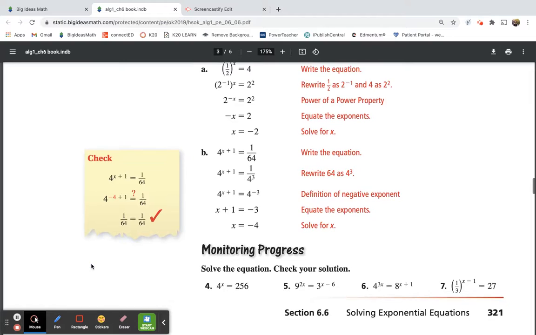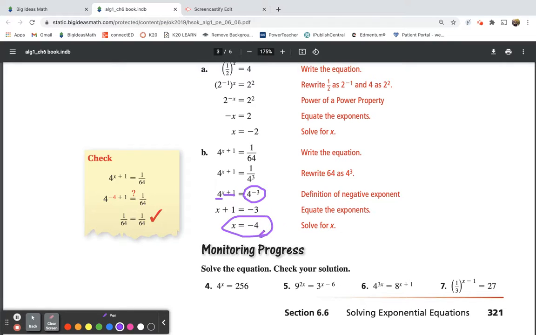Scroll up some. So what we can do is first look at 64. Okay, we try to see, okay, is there anything I can change it to in relation to 4, maybe 2 if it doesn't work, but we can change it to 4. 64 is the same thing as 4 to the third power, so I can have 1 over 4 to the third power, and we now know since that's positive and it's on bottom, that's really a negative exponent, so 4 to the negative third power. This one's 4 to the x plus 1 power. So now I can set my exponents equal and solve. X plus 1 equals -3. Subtract 1 over, x is -4.